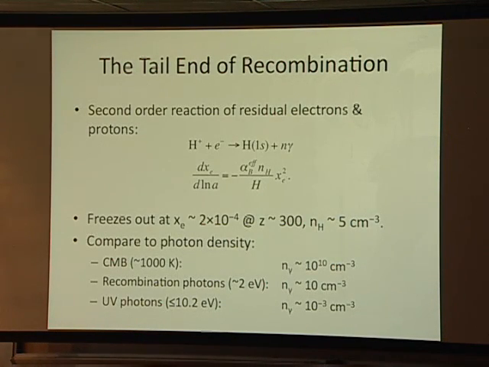Well, in order to understand how that's going to work, we have to talk a little bit about what does and does not happen at the end of recombination. Recombination is a second-order reaction. It requires a proton to meet an electron, and therefore the reaction rate here, the conversion to neutral hydrogen with the emission of some number of photons, is proportional to density squared. You can see that here.